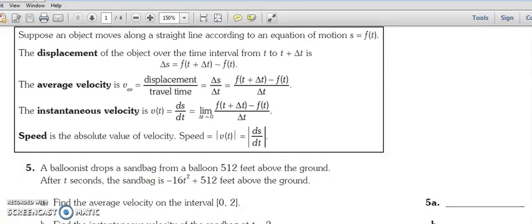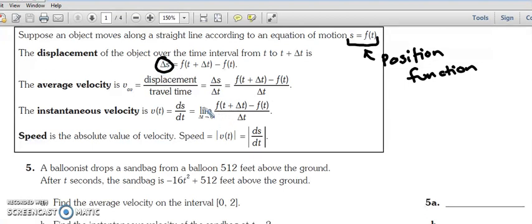Alright, now I want to jump down to the next box in this worksheet. And we're talking about this position function f of t. And then there's a recap on displacement, where displacement is the change in s, or delta s. But what I really want to get into is the average velocity. I want you to compare average velocity to average rate.